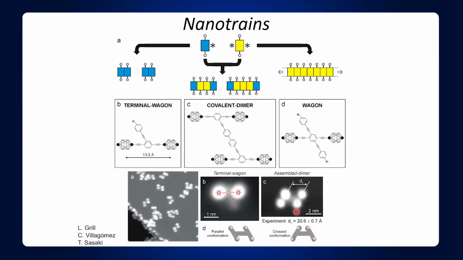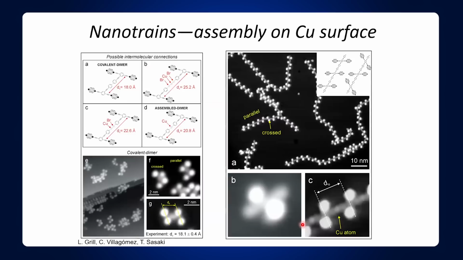So when this is on a surface, we should end up seeing both. And that's exactly what happens. You put this on a surface and you end up seeing both. So you can see here's a parallel conformation, and here's a crossed conformation.